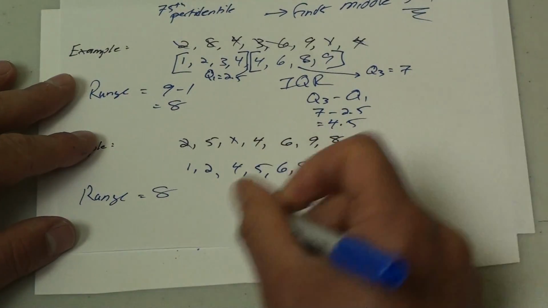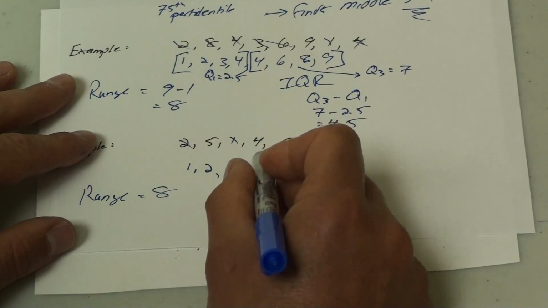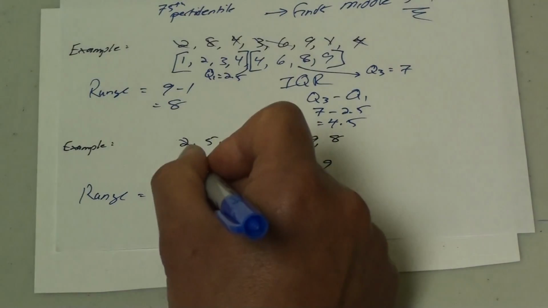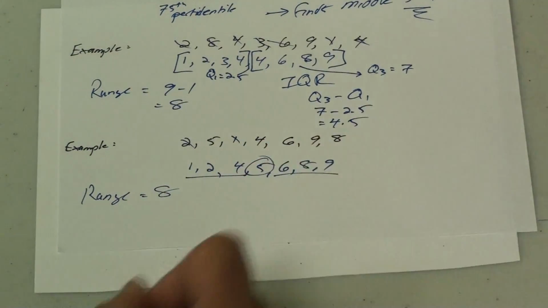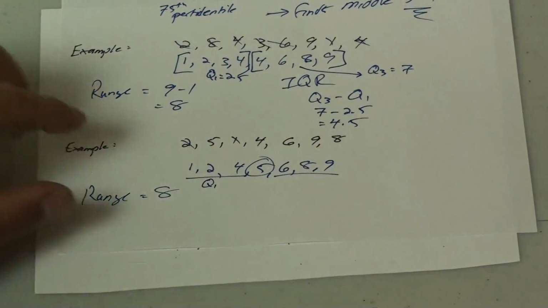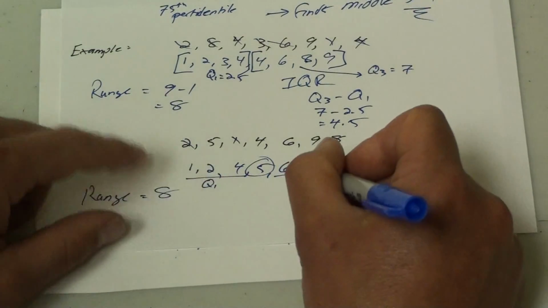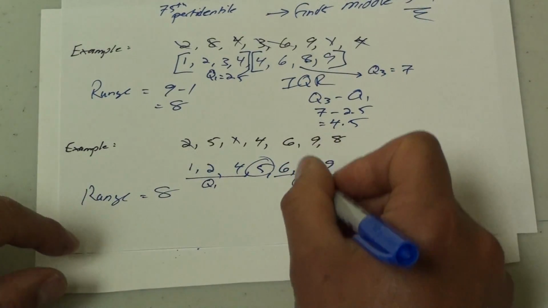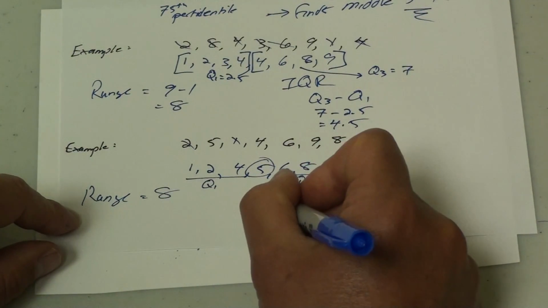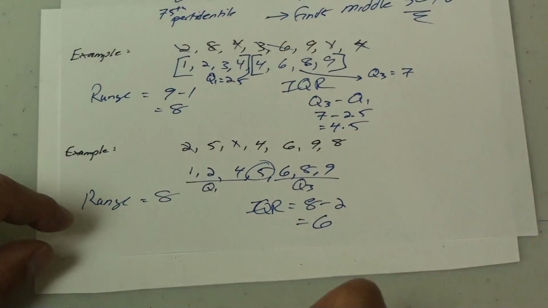My IQR, so let's split it in half. Now, here I have an odd number, so I can't just draw a line right down the middle. So I'm going to take out and ignore that middle number. So this becomes my first half, this becomes my second half. And that means that my first quarter, Q1, is going to be that middle number of 2, and my Q3, my third quarter, is going to be that number of 8, the middle of that second half. So my IQR is going to go 8 minus 2, which is 6.